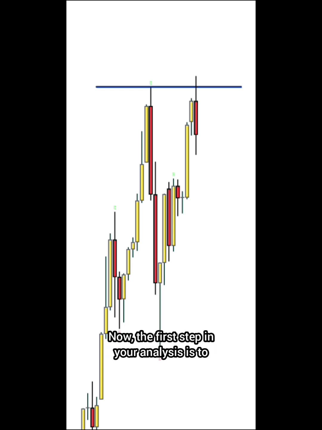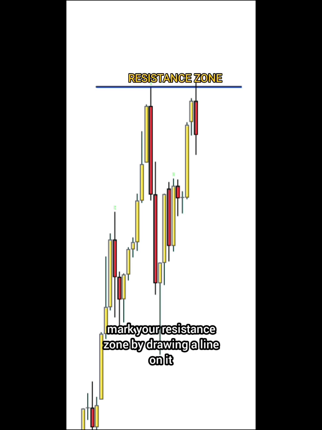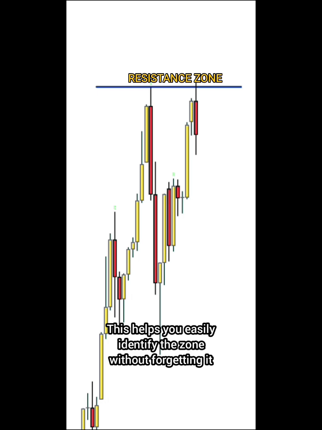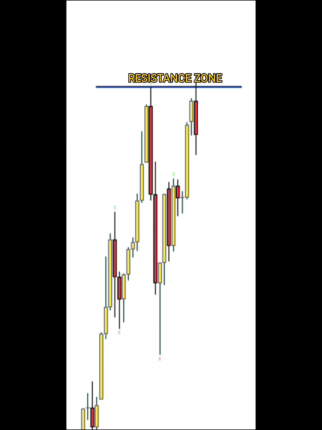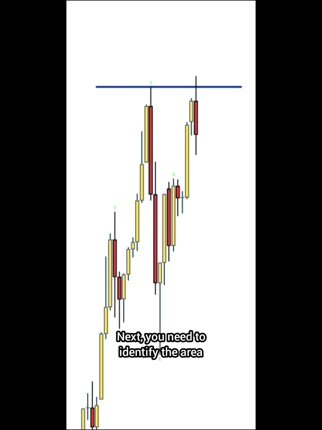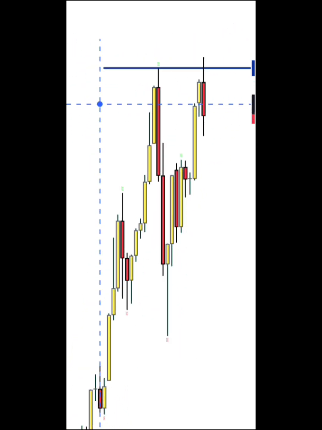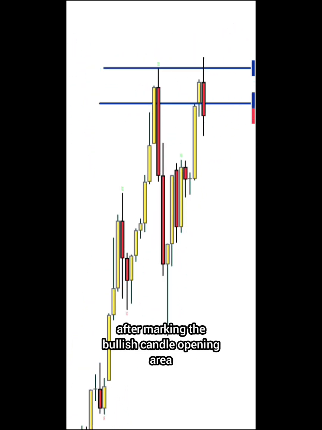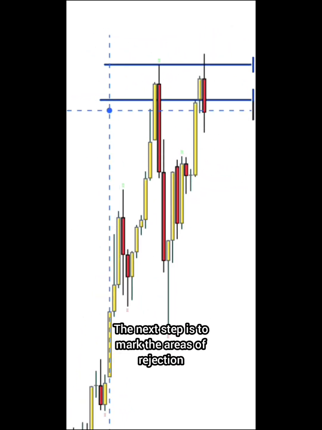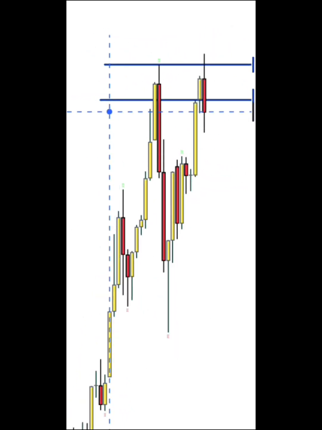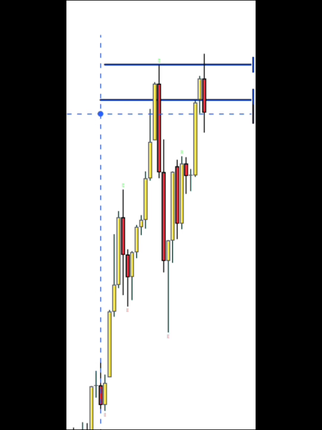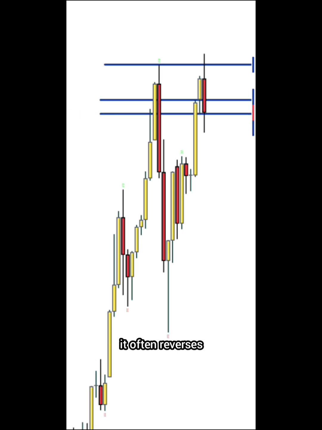Now, the first step in your analysis is to mark your resistance zone by drawing a line on it. This helps you easily identify the zone without forgetting it. Next, you need to identify the area where the previous candle opened. After marking the bullish candle opening area, the next step is to mark the areas of rejection in this particular previous candle. If you truly understand price action, you'll know that when the price reaches a strong zone, it often reverses. We are analyzing this to identify our entry point, as we anticipate the price to move downward next.